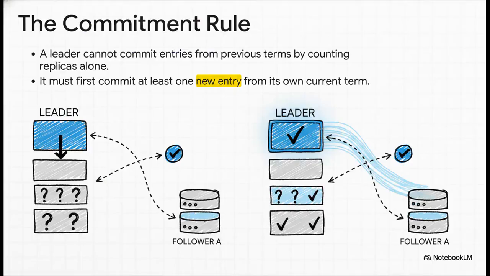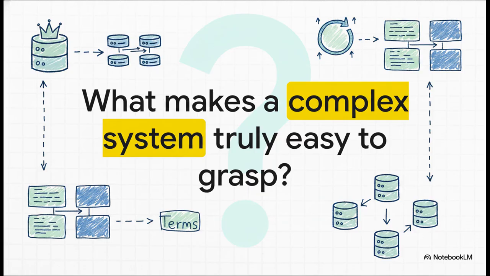Now this next part is a little subtle, but it's super important for plugging a really tricky potential loophole. A new leader can't just assume that it can commit old entries left over from a previous leader's term. To be 100% sure those old entries are safe, the new leader has to first successfully commit a new entry from its own current term. That action basically proves it has majority support, and only then is it safe to go back and commit the older entries.